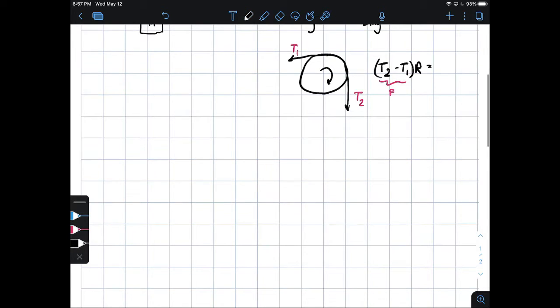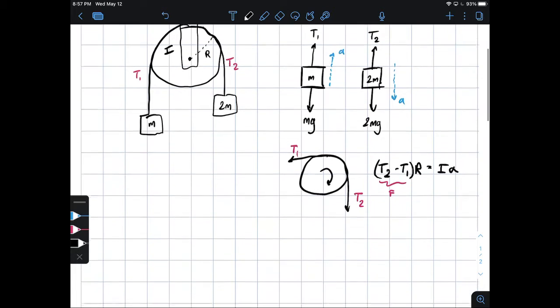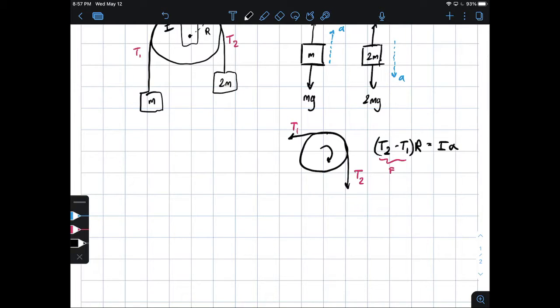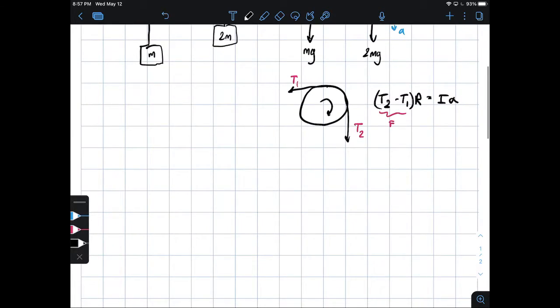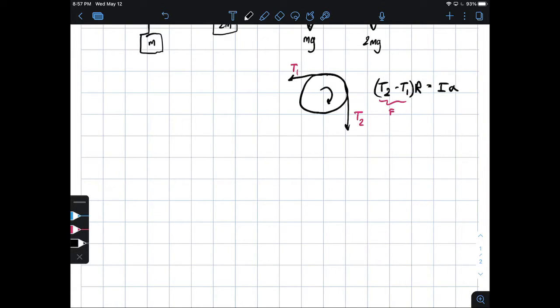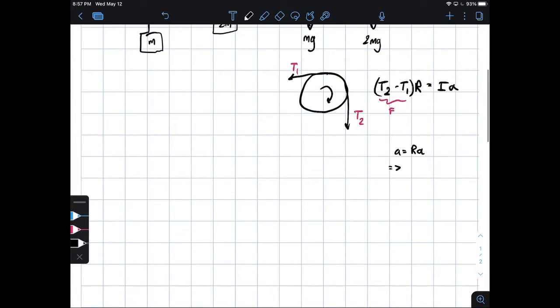Now we know that net torque is equal to I alpha, where alpha is the angular acceleration. One thing I didn't explicitly state, but I am going to imply, is that this string is not going to stretch, it's not going to slip, it's going to abide by normal rules. Because of that, we can use the equation I like to call acceleration equals r alpha, which is an easy way to remember it: acceleration equals r times alpha. With that, we can solve for alpha and say that alpha is equal to a over r.